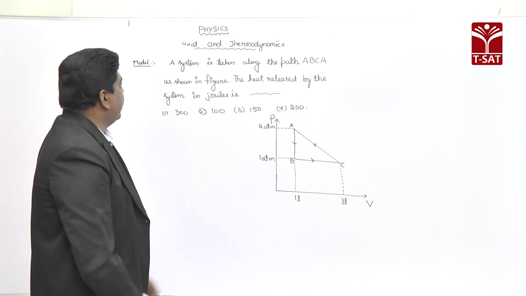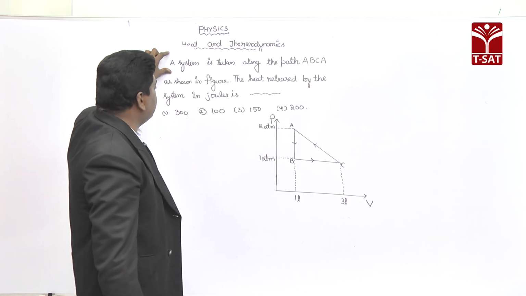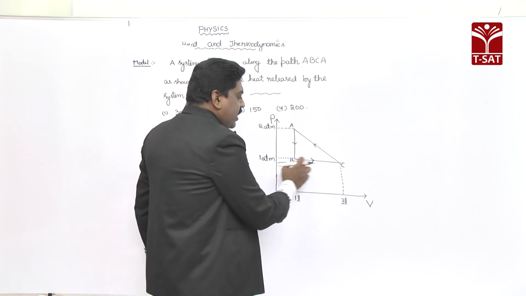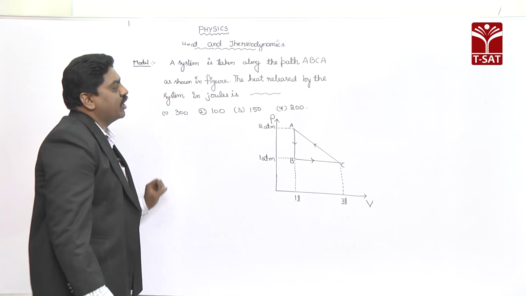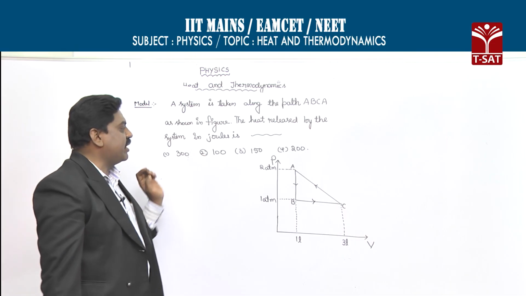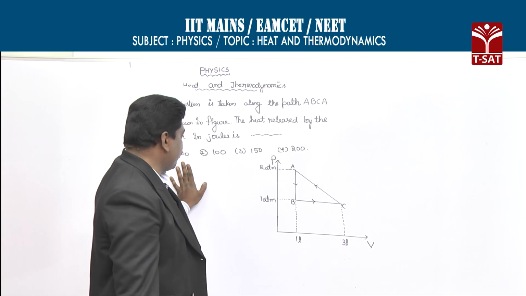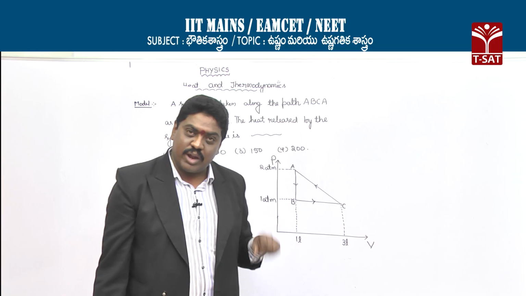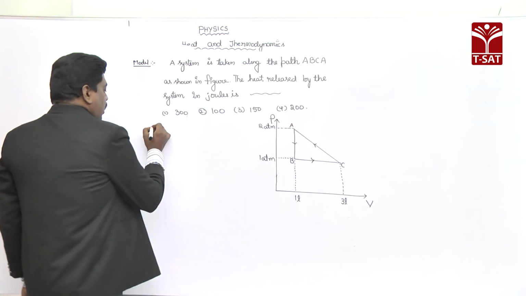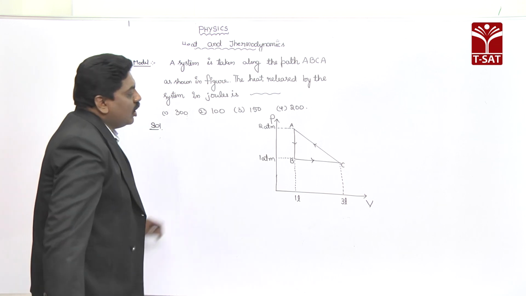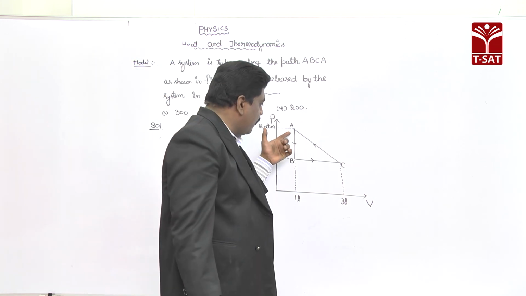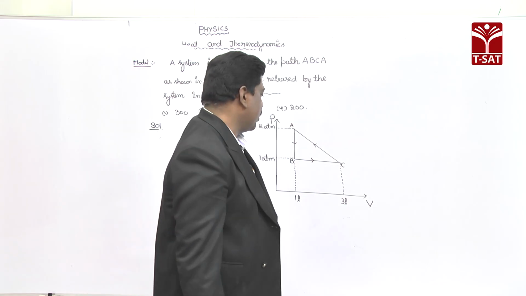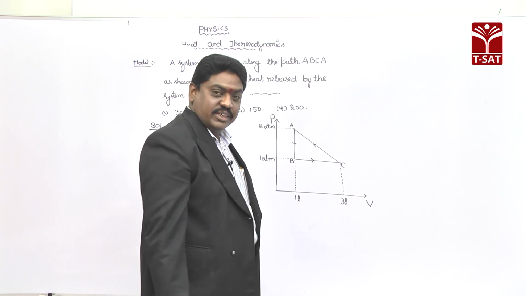Okay. Now, let us take another model here. It says that a system is taken along the path A, B, C, A as shown in the figure. Okay. The heat released by the system in joules is first option 300 calories, second option 100 calories, third option 150 calories, fourth option 200 calories. Okay. Here we are given a graph. In the graph, we are going from A to B and we are going from B to C, and we are going from C to A. So it is a cyclic process.